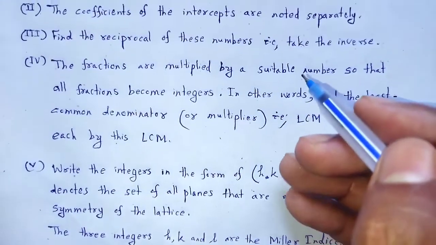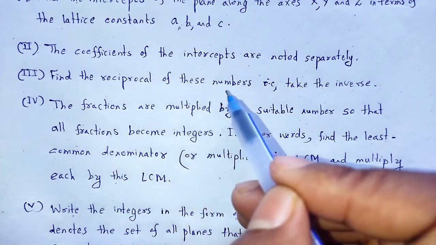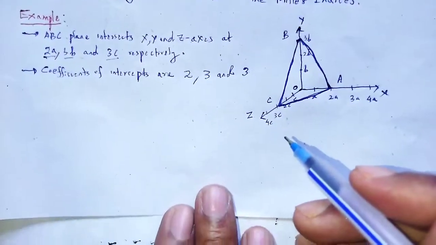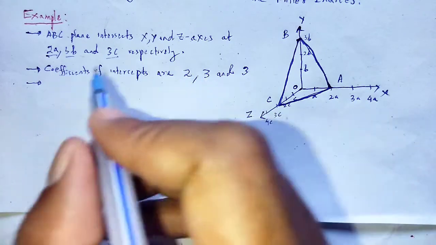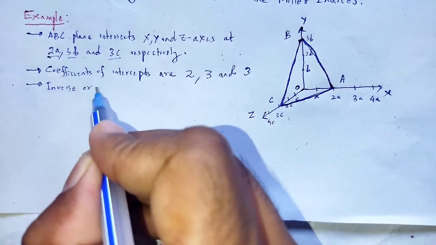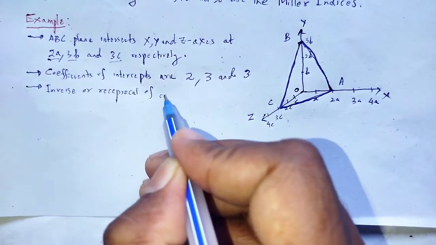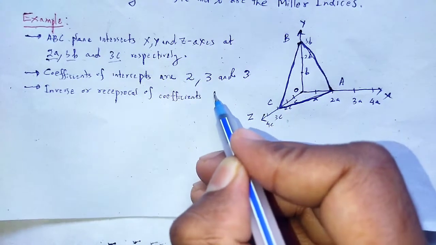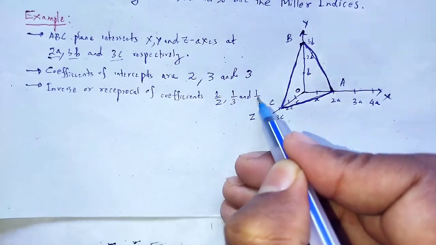Next point, find the reciprocal of these numbers, meaning taking the inverse. So, the reciprocal of these numbers, the inverse of the coefficients: 1/2, 1/3 and 1/3.